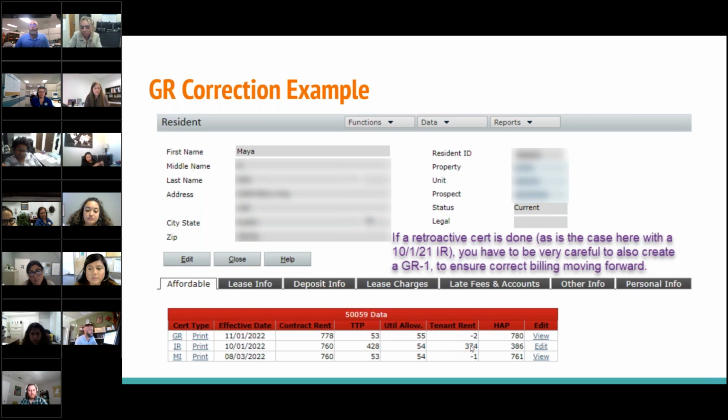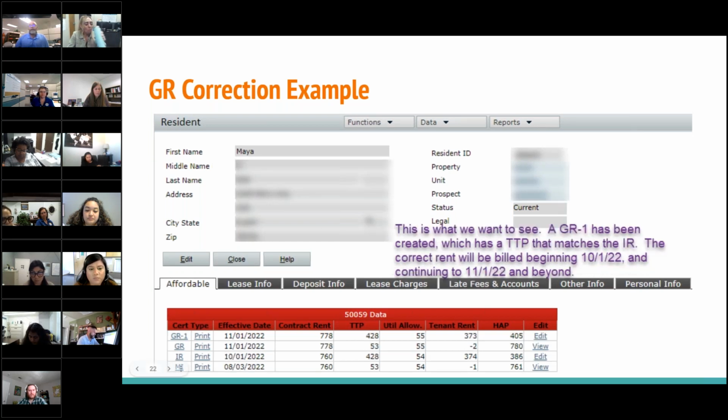We don't want that. We want the 374, or really the TTP of 428, to carry forward from November forward as well. Unless, again, there's another interim, another update form that changes that effective November 1st. So what we want to see is this. We still have our move-in. Then we have this retroactive IR, which changes their rent to 374, TTP of 428. This was the original gross rent that Christian did for 53. But we have this gross rent correction also with a TTP of 428, where their tenant rent is 373.